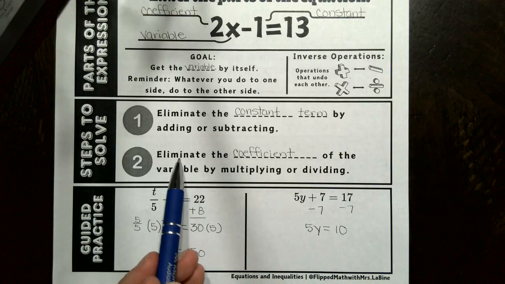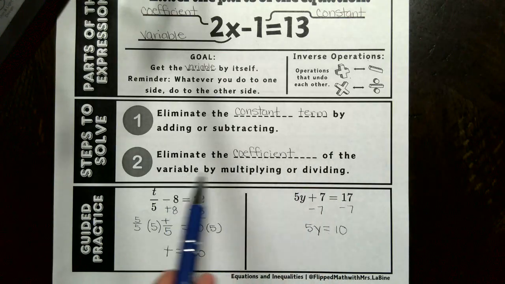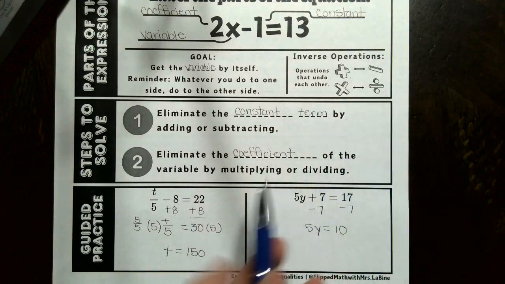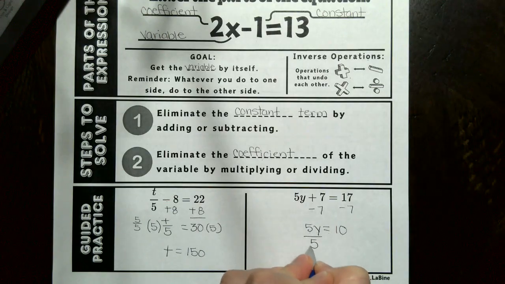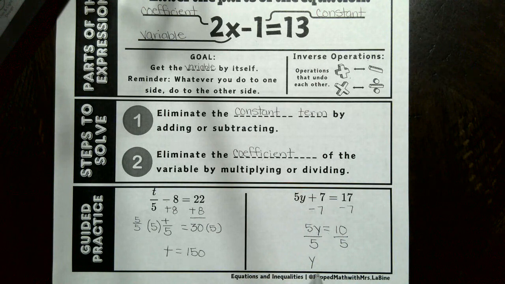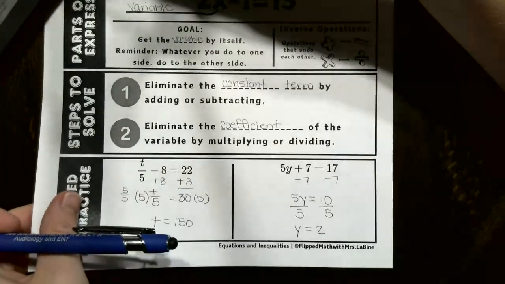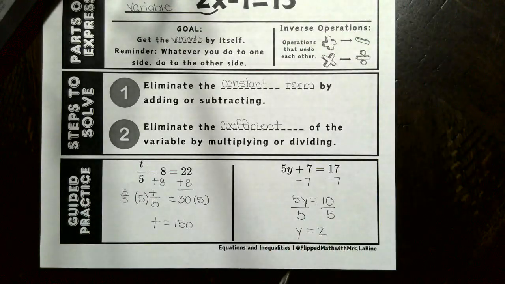So my next step is to eliminate the coefficient of the variable by multiplying or dividing. This is multiplication. The 5y next to each other is saying 5 times y equals 10. So the inverse operation of multiplication would be division. So I'm going to divide by 5 to get y. Whatever I do to this side, I have to do to this side to keep the equation equivalent. So 10 divided by 5 is 2. And I realize that you cannot see that. Okay, so here's my 10 divided by 5, so y equals 2.